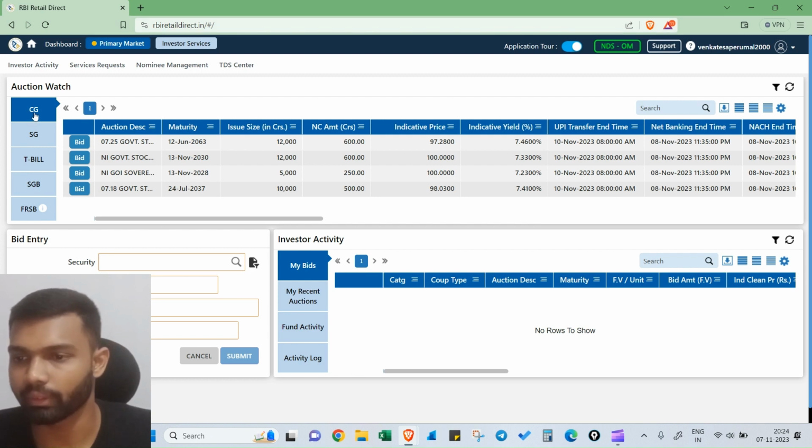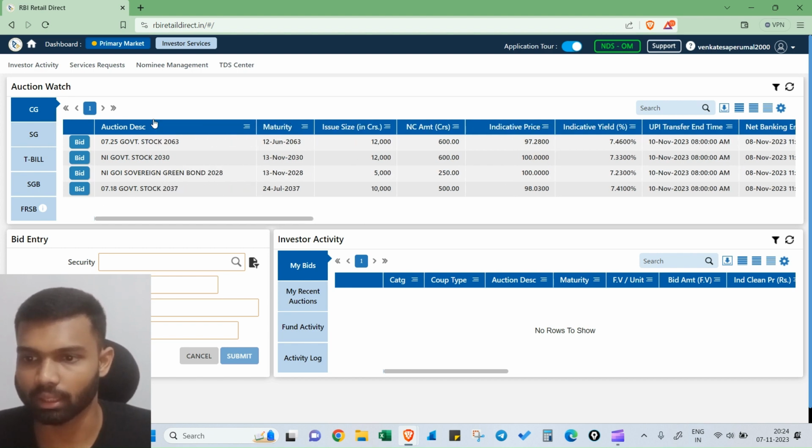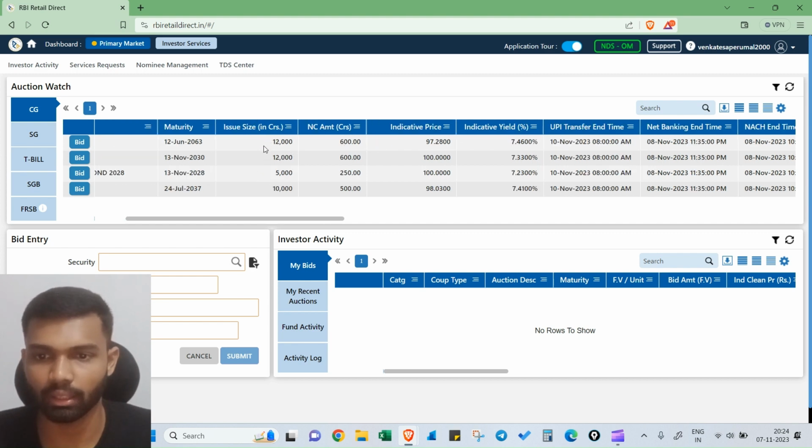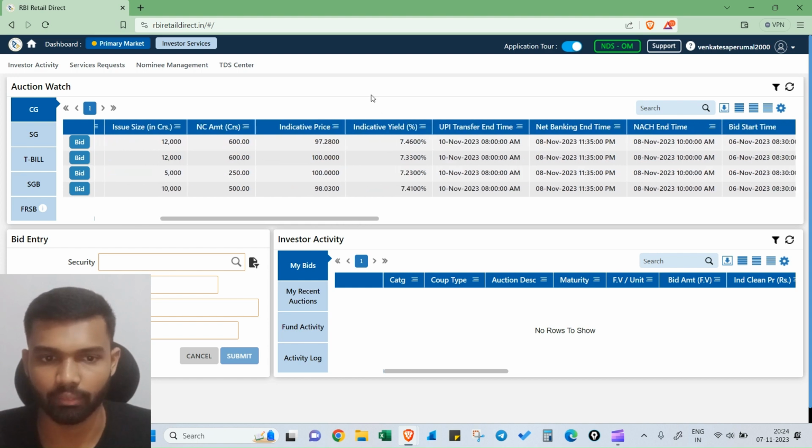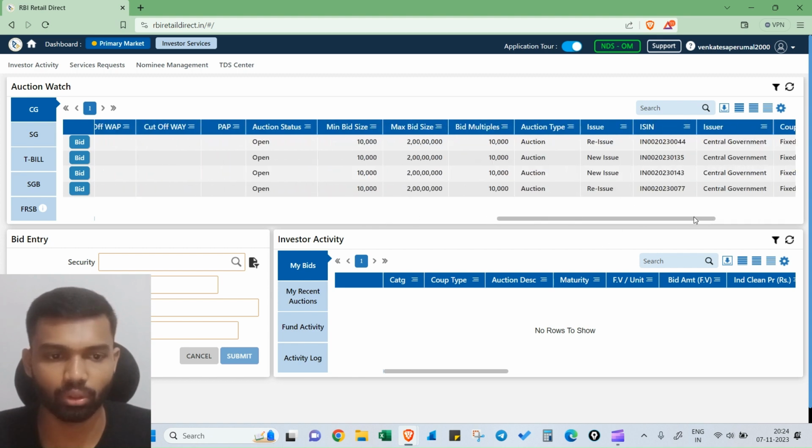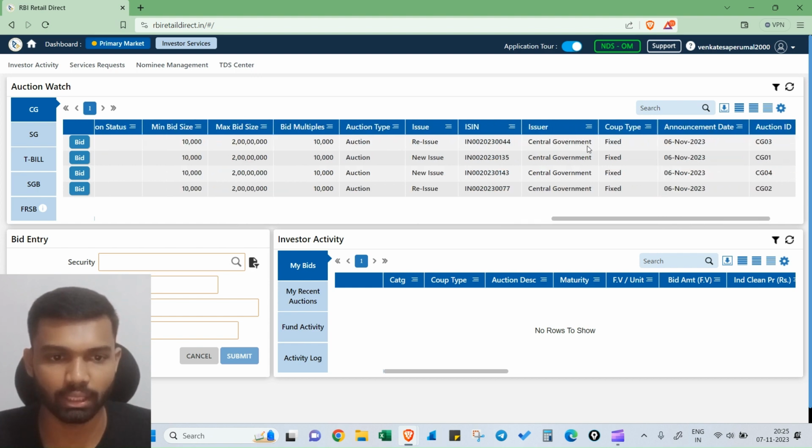In it we can see the CG, the central government loan. On behalf of the central government, the RBI issues bonds, and here we can see different types of bonds and maturity dates. See, even 2063. We can see the issue size, that is 12,000 crore, and how much yield the bond is providing, that is the rate of interest. If we scroll to the end, we can see the minimum we can invest, that is 10,000. We can see the ISIN number, and that the bond is issued by the central government, that is CG, and the coupon rate is fixed, as mentioned before.